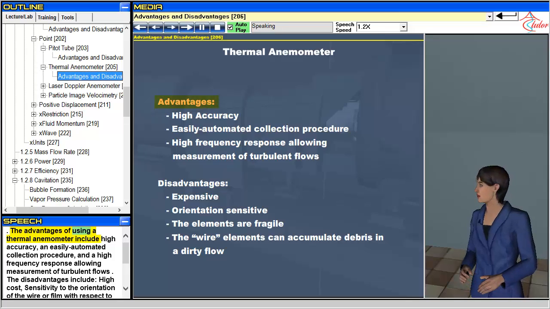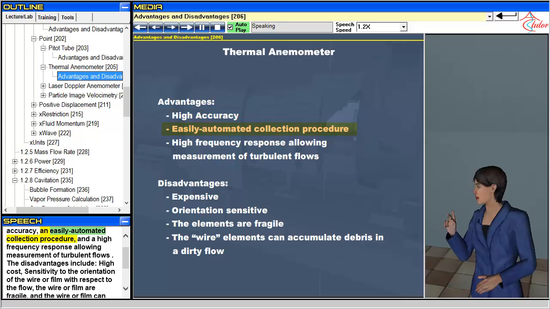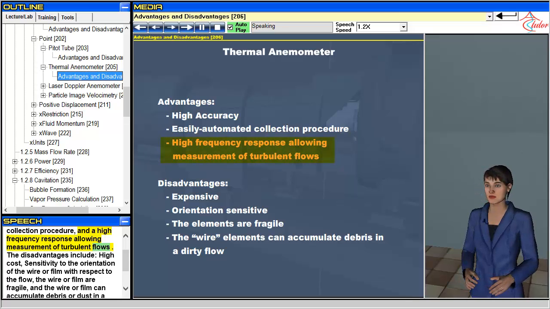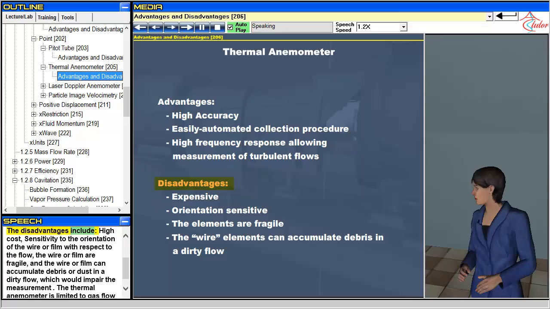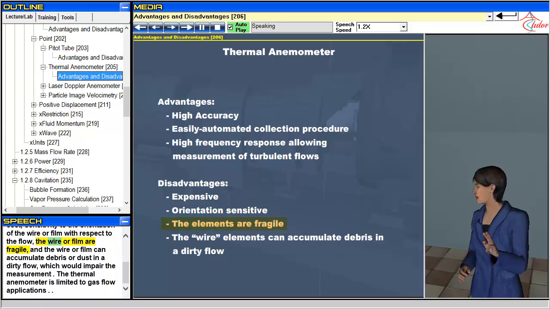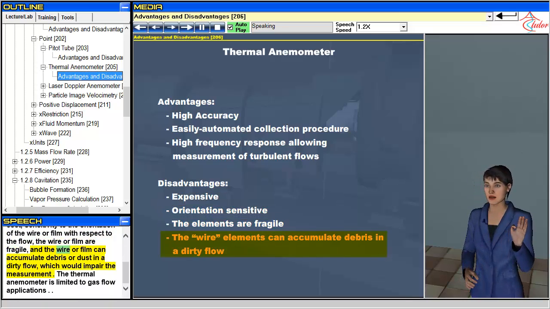The advantages of using a thermal anemometer include: high accuracy, an easily automated collection procedure, and a high-frequency response allowing measurement of turbulent flows. The disadvantages include: high cost, sensitivity to the orientation of the wire or film with respect to the flow. The wire or film are fragile, and the wire or film can accumulate debris or dust in a dirty flow, which would impair the measurement. The thermal anemometer is limited to gas flow applications.